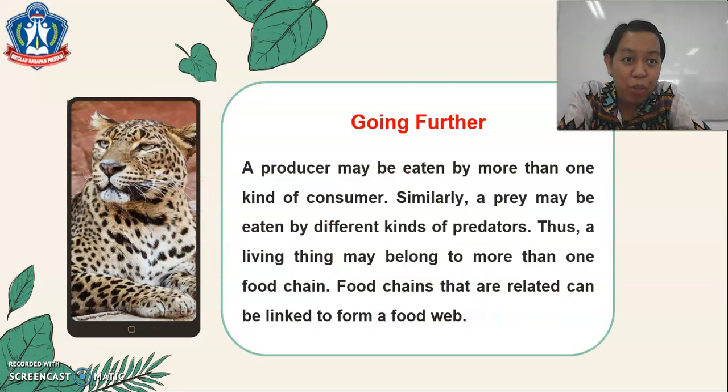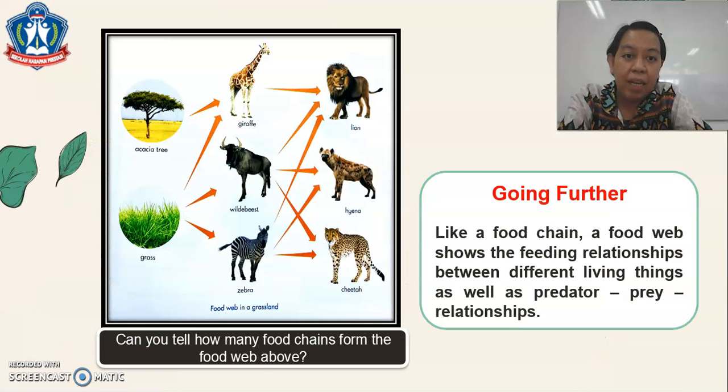So, children, the producer may be eaten by more than one kind of consumer. Similarly, prey may be eaten by different kinds of predators. Thus, a living thing may belong to more than one food chain. Food chains that are related can be linked to form a food web. Like a food chain, a food web shows the feeding relationships between different living things, as well as predator-prey relationships.